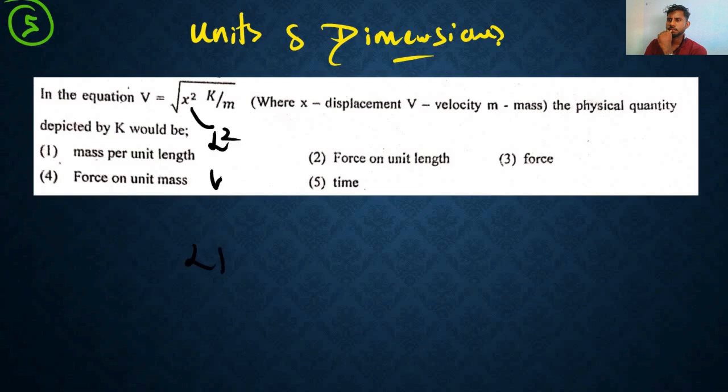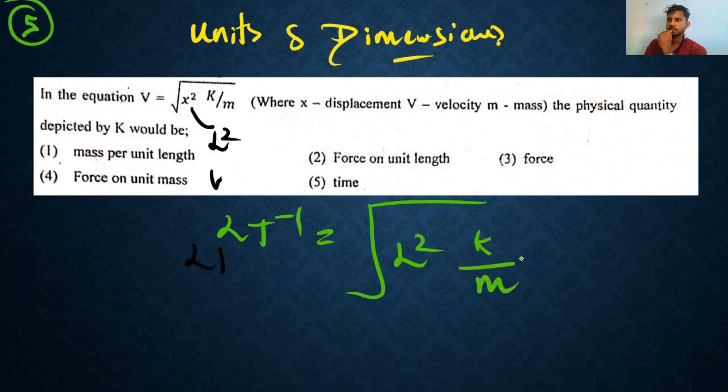Okay. LT minus 1. In the root we have L squared, and then K over mass, right? The physical quantity depicted by K would be... Let's find the dimensions actually, then we can find the unit. So inside the root we should have L squared and T minus 2. Once we get the root value of this, we get LT minus 1. Correct, right? Yeah, that's how.